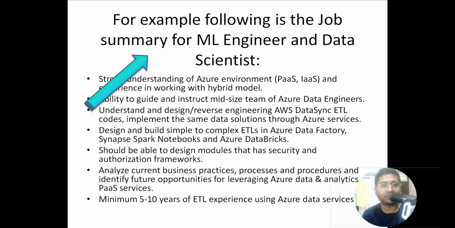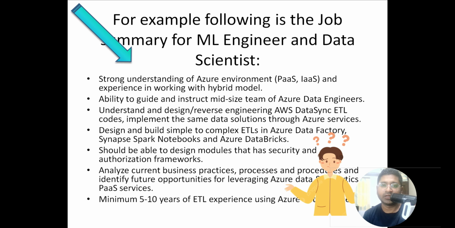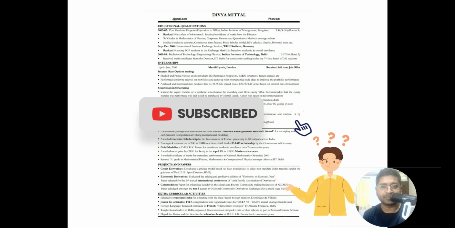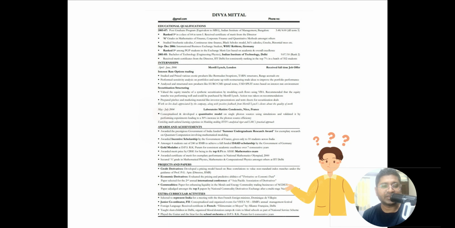Check what the score of your current ATS format is once you have completed it. This was the ML engineer and data scientist summary, or the job sample one. You can go through this part as well, right? So this is again the ATS format. You can see it's very simple, very straightforward, and you can create it as per your requirement.